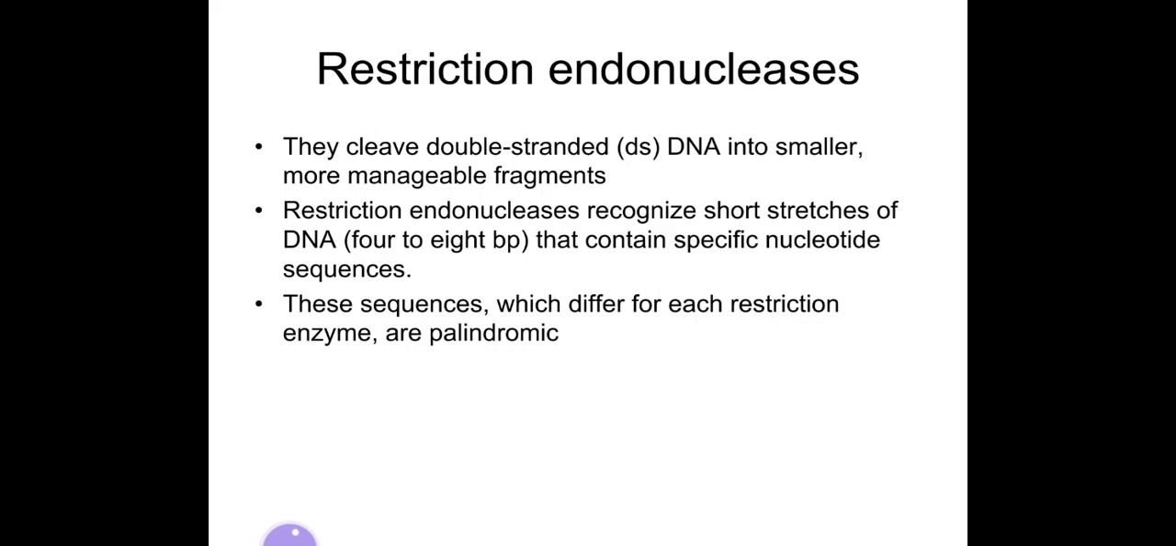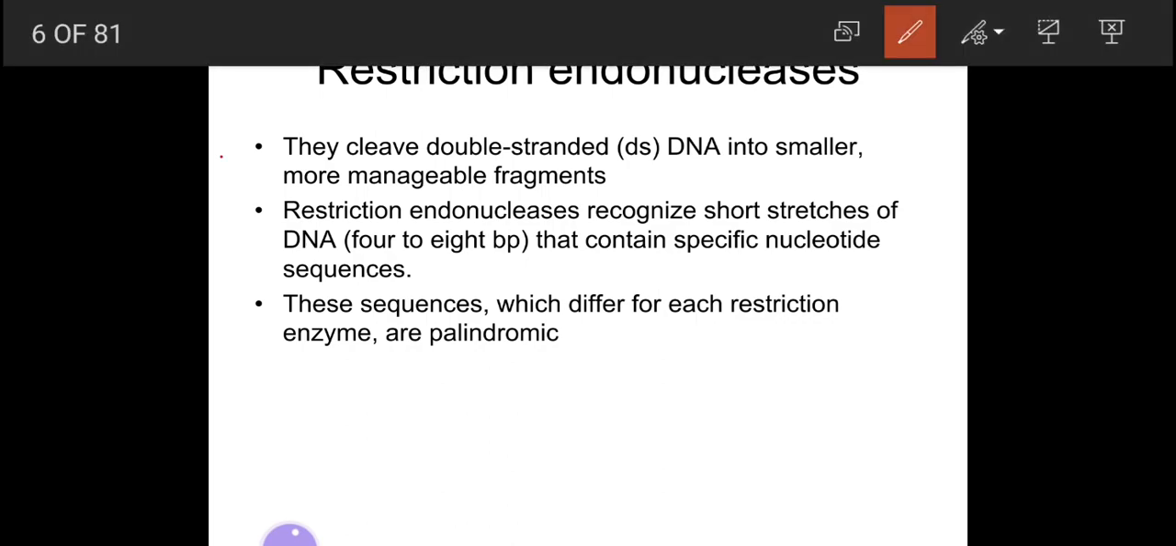What are restriction endonucleases? These are enzymes which cleave double-stranded DNA into smaller and more manageable fragments. Restriction endonucleases recognize short stretches of DNA, 4 to 8 base pairs. They can recognize 4 base pairs, 6 base pairs, or 8 base pairs that contain a specific nucleotide sequence. Their sequence is specific. The restriction endonucleases cannot recognize other sequences. They have their own specific nucleotide sequence.